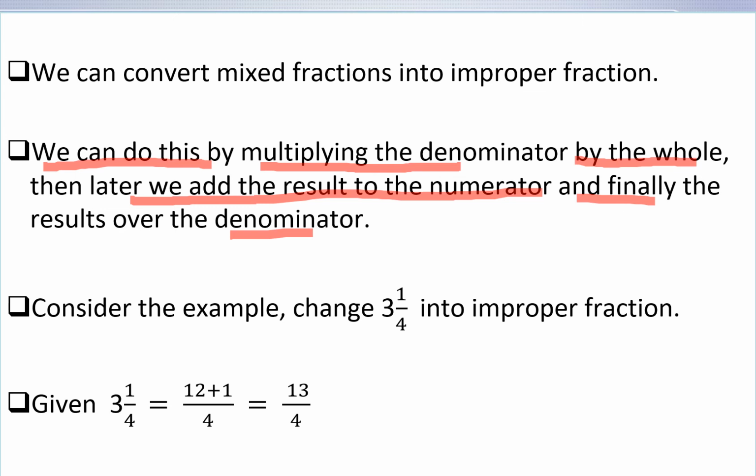So let's consider this example. We have to change 3 whole number 1/4 into an improper fraction. The denominator is 4, times 3, making 12, plus 1, making 13/4. So we have changed 3 whole number 1/4 into an improper fraction, which is 13/4.